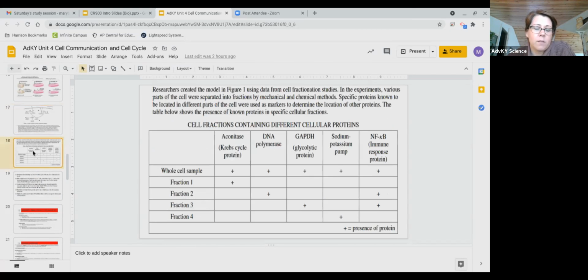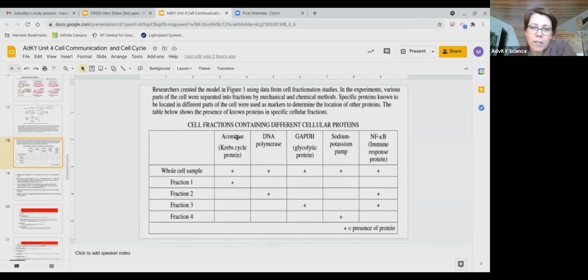All right, so I do want to let you have some data analysis, and it also helps tie in some of the other stuff you've learned this year. So researchers created a model using data from cell fractionation studies. And so they used specific proteins that they knew would be located in specific parts of the cell to help them determine information about a protein they didn't know.